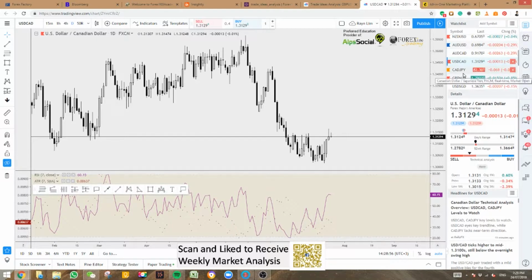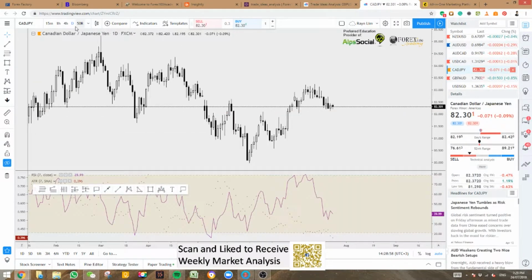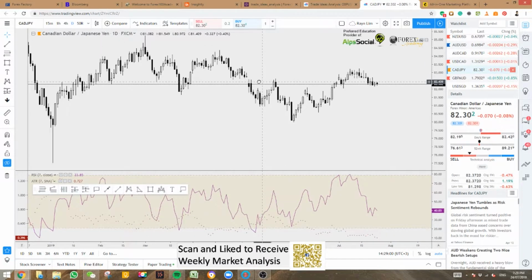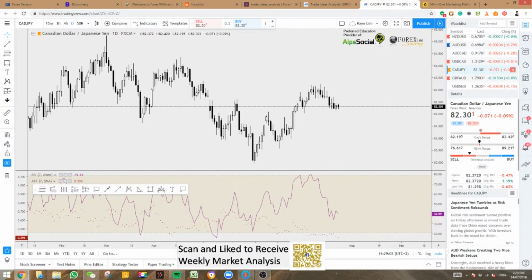Two more pairs. If no questions after Pound Aussie, that'll be the end of today's session. So if you have questions, just punch them in. Alright, on the daily chart on CAD Yen, a new low has been created and a new high is created. So overall movement based on CAD Yen is still bearish, but a weaker bearish movement.